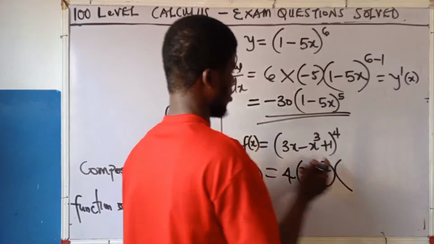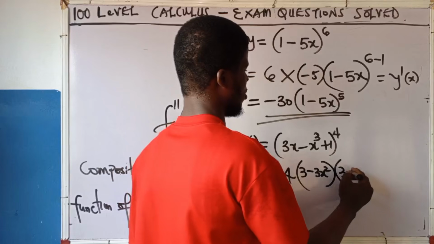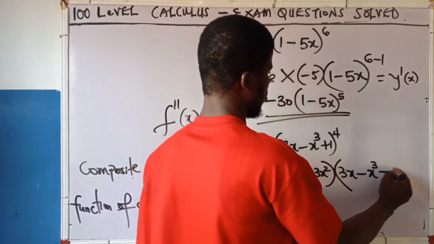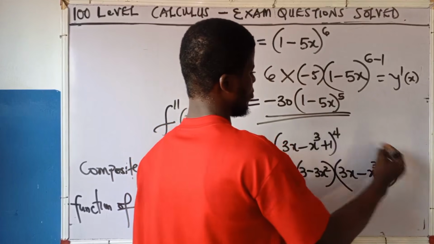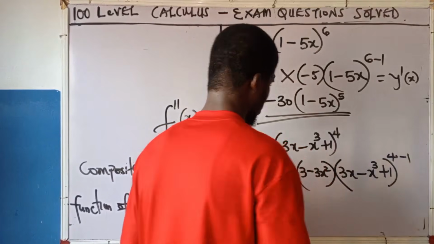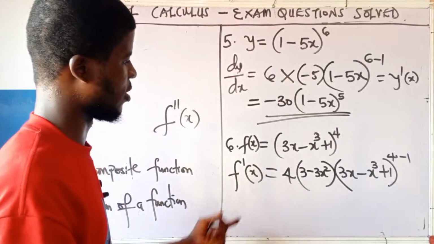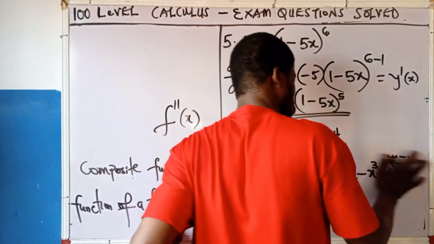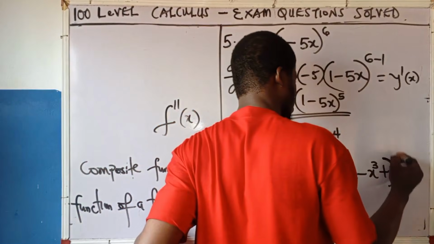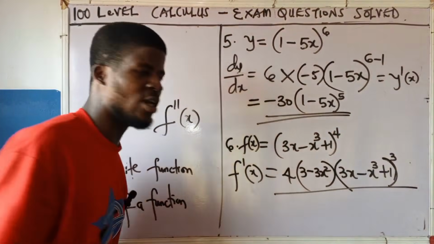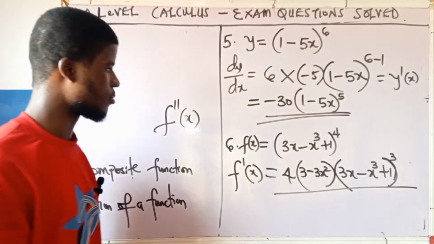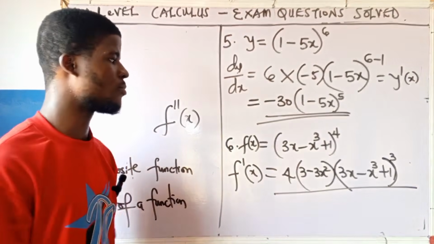Then the process says rewrite this one again: (3x minus x cubed plus 1) raised to power 4 minus 1. That will be 3. Okay, I don't want to expand. This is already in the factored form. So let me just leave this one like this as 3. This is the answer in one step. Is that not interesting? That's the derivative of this function.